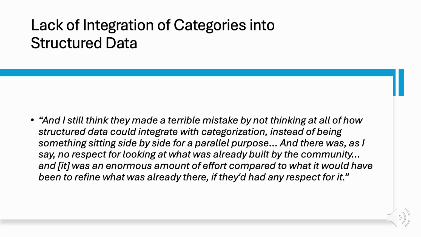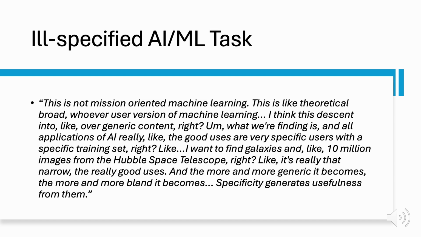They found it ignored the collaborative knowledge embedded in Commons categories and argued that structured data should build on, not replace, this legacy. The next issue was what participants called a one-size-fits-all AI task. The CAT tool used a generic model, Google Vision API, to tag all Commons files. Participants found this one-size-fits-all approach led to broad or irrelevant suggestions. They would like to use more specialized AI models tailored to specific tasks and domains.